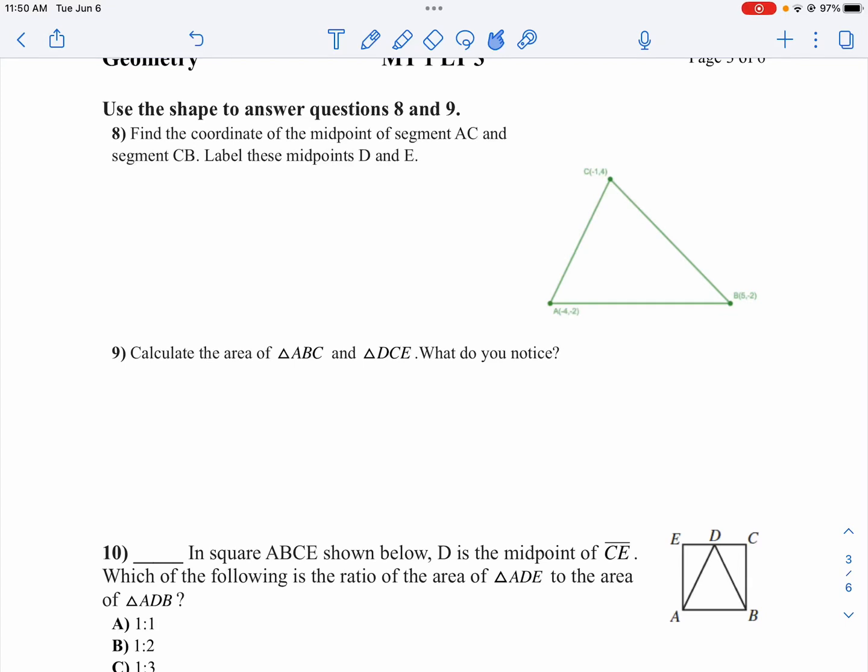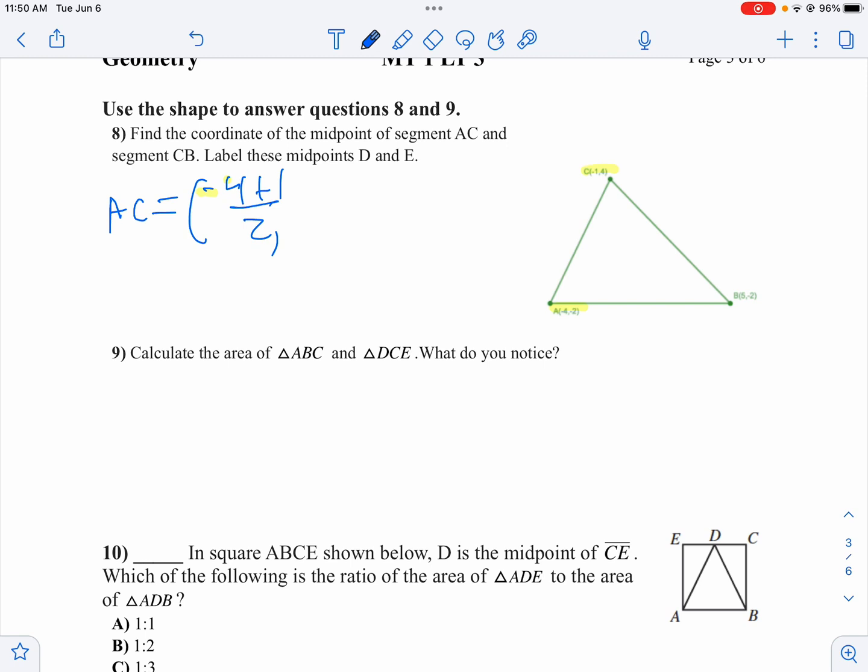On question 8, we want to find the midpoint of AC and of DE. So let's start from the midpoint of AC. If I look at A, which is at -4, -2, and C, which is at 1 and +4, so I'm going to say -4 plus 1 over 2.